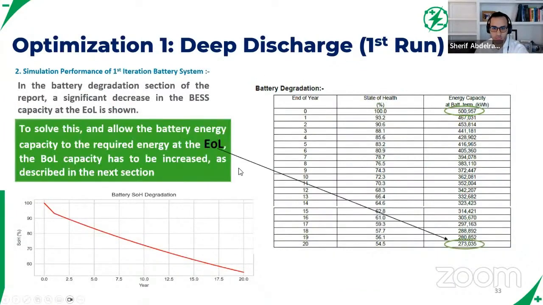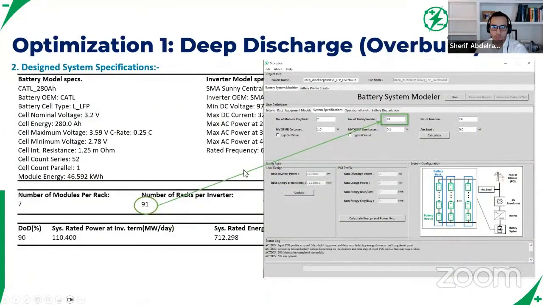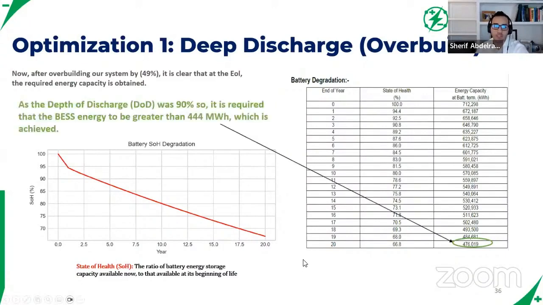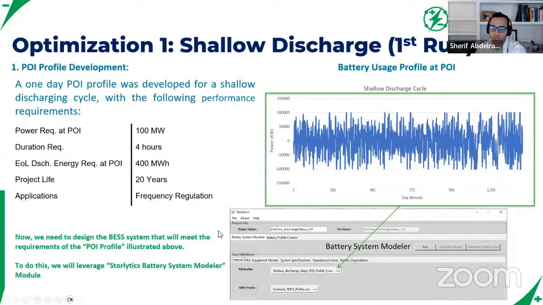So we concluded the deep discharge case, right? And we accomplished the mission of sizing the system. Now we want to switch to the shallow discharge case. We're going to take the exact same project file that we developed for the deep discharge case, and now just input a different battery usage profile.